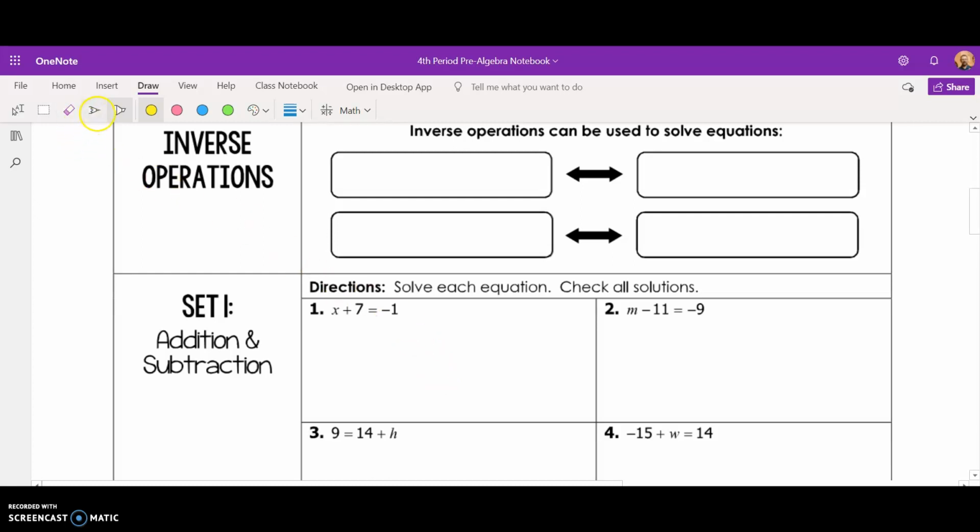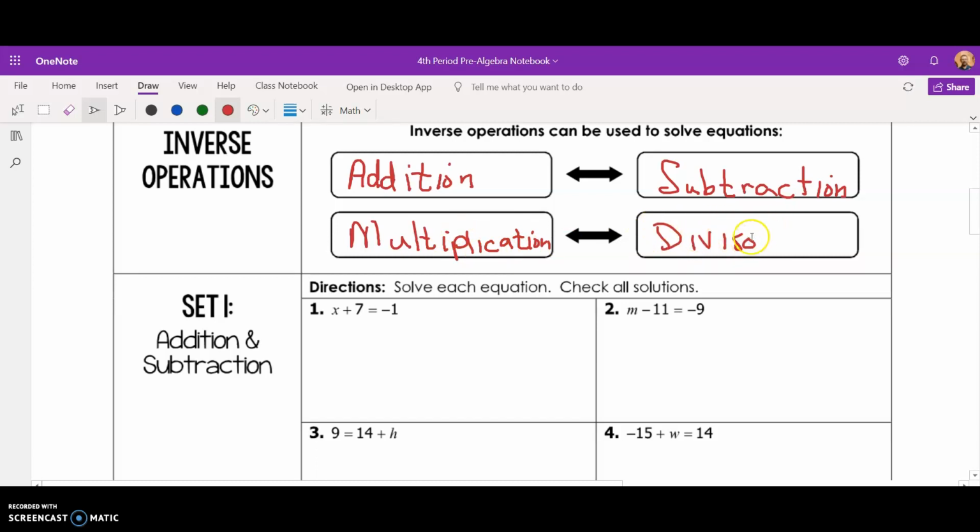So to start with, let's talk about what are inverse operations. So for instance, if we have addition tied to the variable, then we would use subtraction to undo it, or the inverse of addition would be subtraction. Likewise, the inverse of subtraction would be addition. So if we encounter subtraction tied to the variable, we would use addition to undo it. Likewise, if we have multiplication, the inverse of multiplication would be, of course, division.